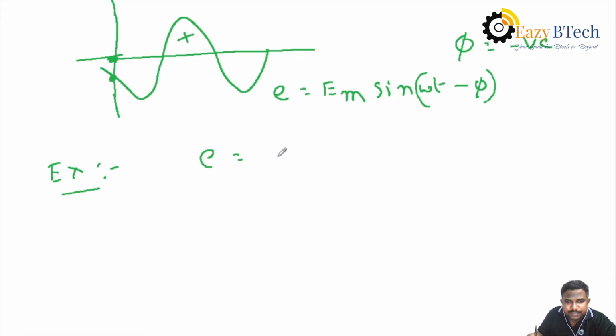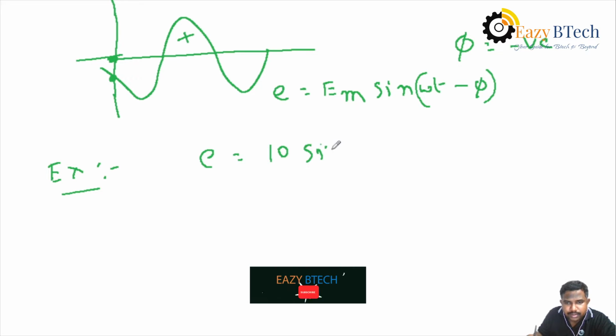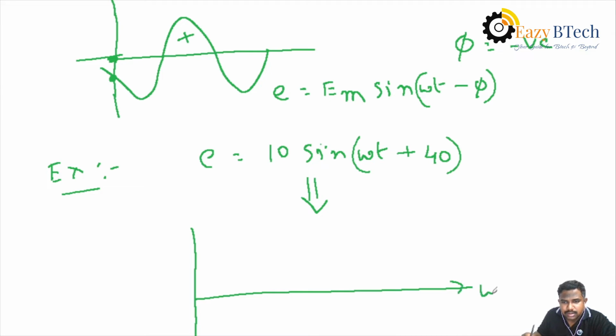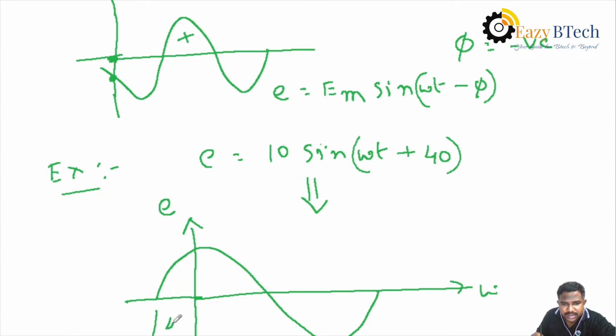Suppose the waveform E is given as 10 sin omega t plus 40. How do we draw the sinusoidal waveform for the given equation? The reference is omega t, the waveform is voltage, and the maximum value is 10. Here the phase angle is plus 40. What is the meaning of plus 40 here? The waveform will be starting before the origin. This phase angle distance from the origin is 40 degrees. Then the maximum value is here, 10. Like that you can draw the waveform for the given equations. This is called the phase angle of a periodic waveform or any waveform shape.